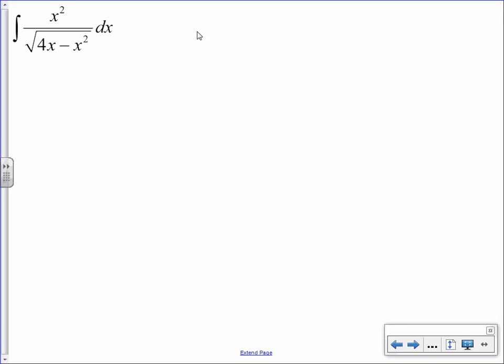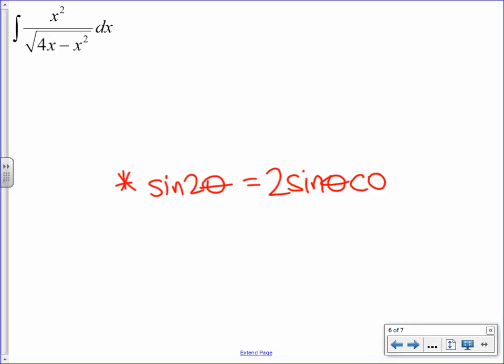Okay, so before we begin, we need to remind everybody that the sine of 2 theta is the same as 2 sine theta cosine theta. That is important when we have to use the power reducing formula in our integration.